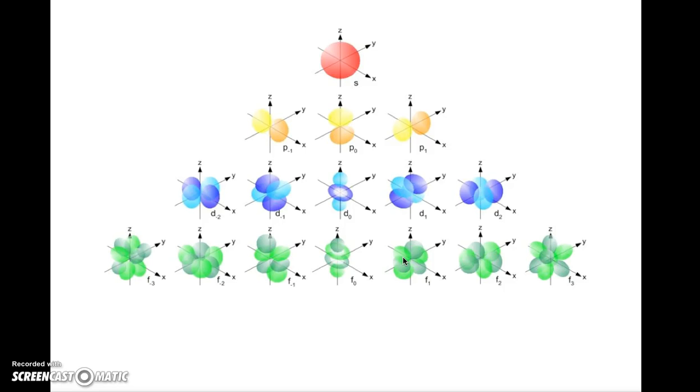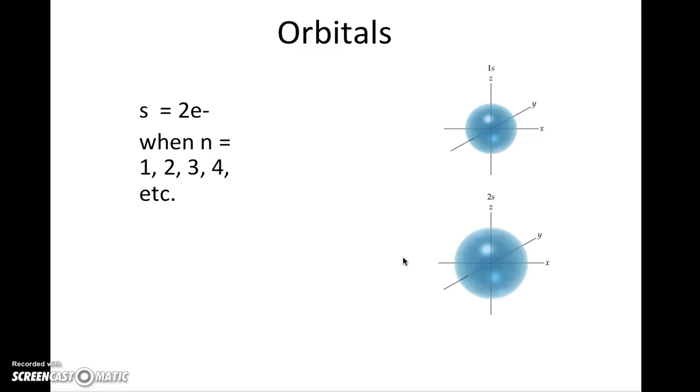Okay, they're all the same. They have different orientations, but they have multiples per sublevel. So the P actually has 3 orbitals in that sublevel. The D has 5. The F has 7. Let's look at each one now.